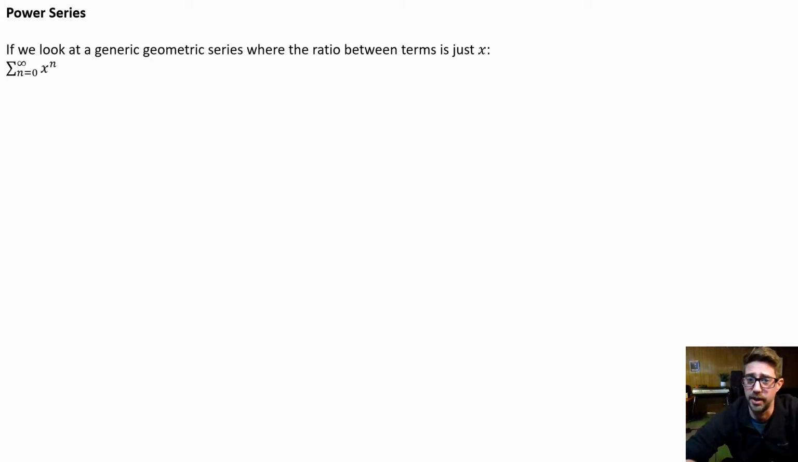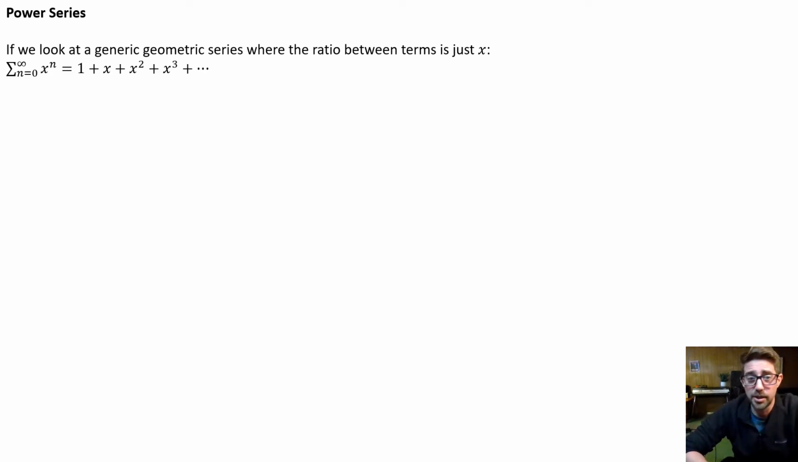Okay, so that's what it looks like. So think about what the terms of this thing are. They're 1, right, x to the 0, plus x squared, plus x cubed, plus x to the 4th, and so on and so forth. Okay, so that's just the simplest possible geometric series we can imagine, but instead of a specific ratio, every term is just x times the last term.